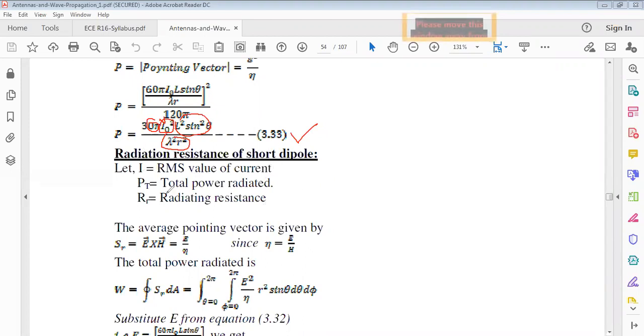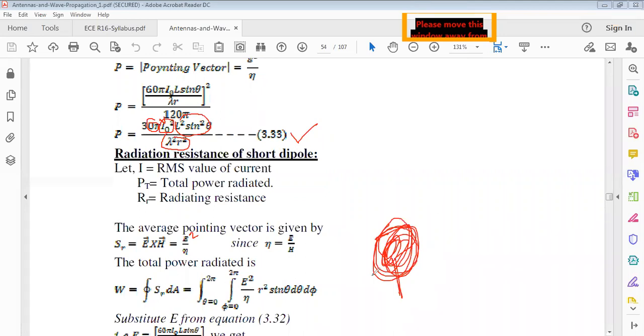P T is the total radiated power, R R is the radiating resistance. Then the average Poynting vector is given by E cross H equals E by eta. Sorry, this is wrong: it is E square by H, or E square by eta, since eta equals E by H. So for the total radiated power of that antenna, if it is isotropic, it completely radiates over 0 to 360 degrees. That is why we take a closed integral, over the entire 360 degrees.